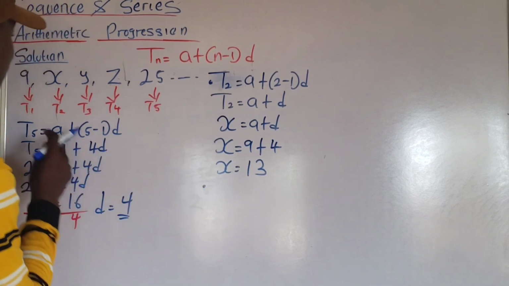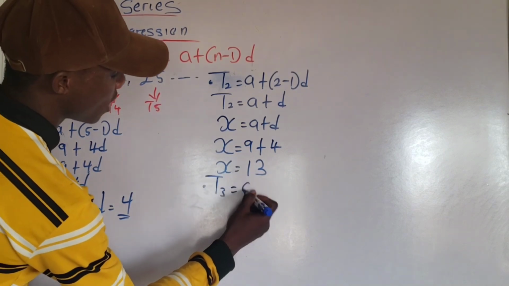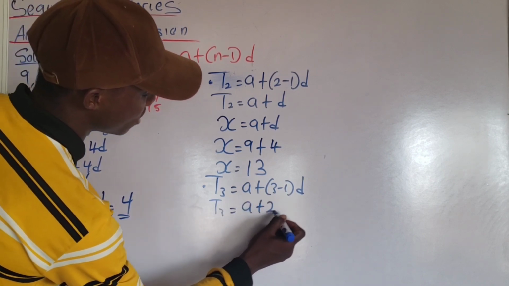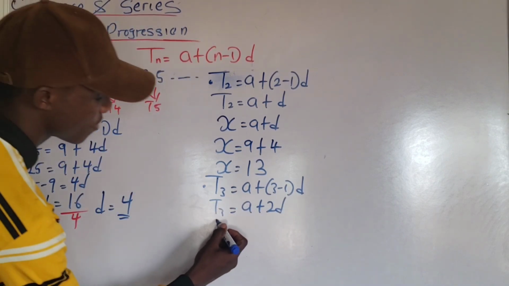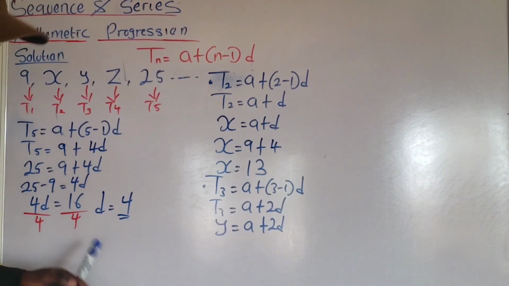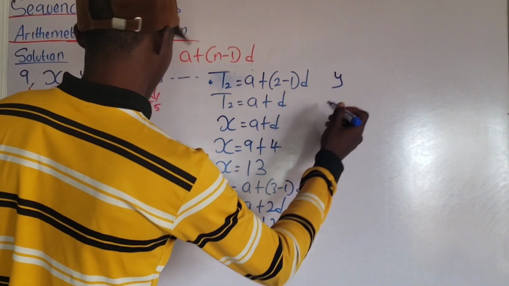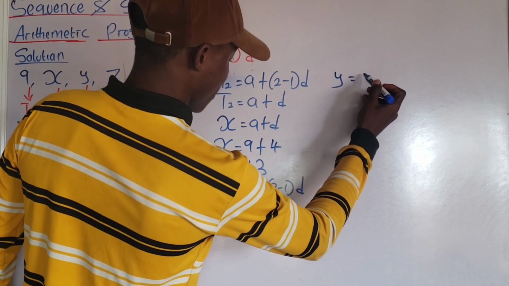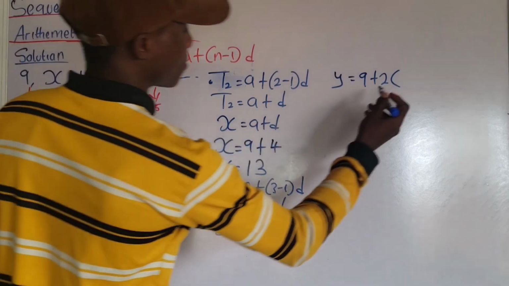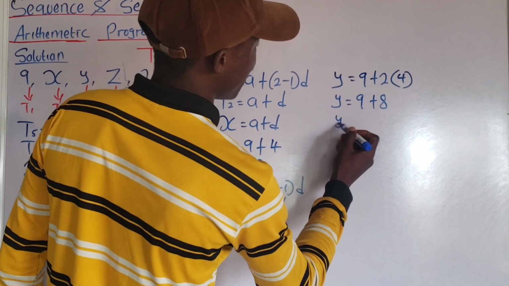Now, let's get the value of Y. Y is T3, which is the third term. So T3 is equal to A plus (3 minus 1) multiplied by D, so T3 is equal to A plus 2D. Since T3 is equal to Y, Y is equal to A plus 2D. Recall that the value of A is 9. So I substitute A as 9 and D as 4. Y is equal to 9 plus 2 multiplied by 4, so Y is equal to 9 plus 8. Y is equal to 17.